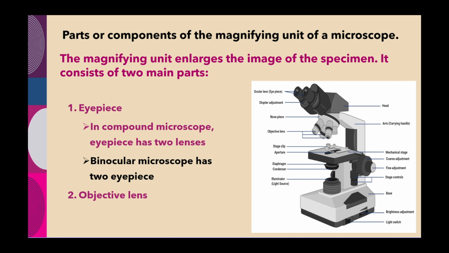In the compound microscope, the eyepiece has two lenses. A binocular microscope has two eyepieces. What does it mean? It means that in a compound microscope we have two eyepieces, right? This is called the ocular lens. In each eyepiece we have two lenses, and because it is binocular, it has two eyepieces. So in total it has four lenses in two eyepieces. And these are the objective lenses. We will discuss in detail in coming slides. So basically, the magnifying unit of the microscope is the eyepiece and objectives.